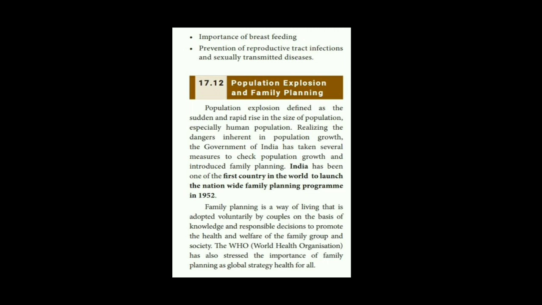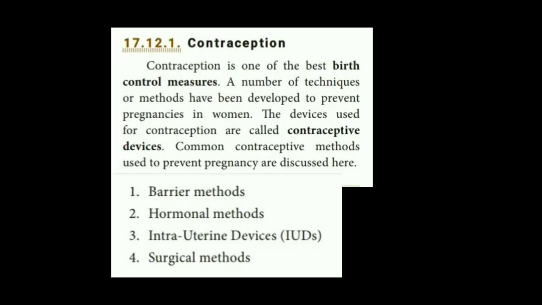There are various family planning methods. Let us see. First, contraception. Contraception is one of the best birth control measures. A number of techniques or methods have been developed to prevent pregnancies in women.